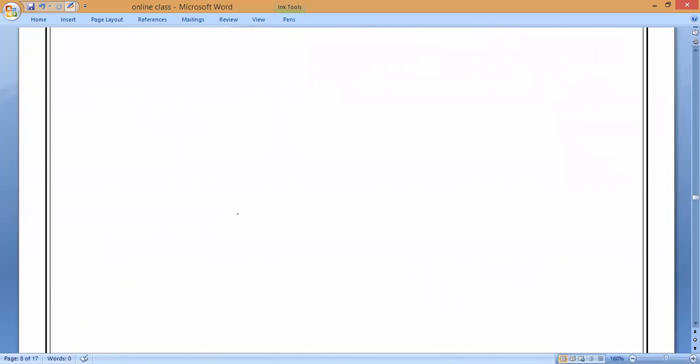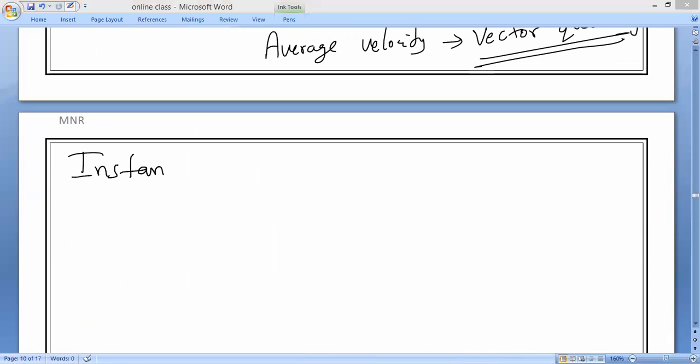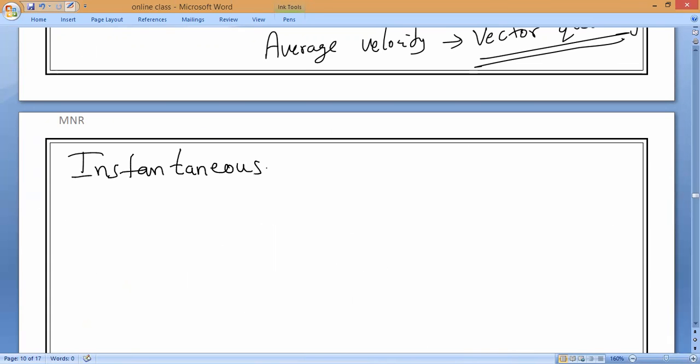Now the last type of velocity is very simple, it is only instantaneous velocity. What do we call it? Instantaneous velocity. So please all of you write: instantaneous velocity, I-N-S-T-A-N-T-A-N-E-O-U-S. Is it okay, guys? Shall we start? Yes, sir.